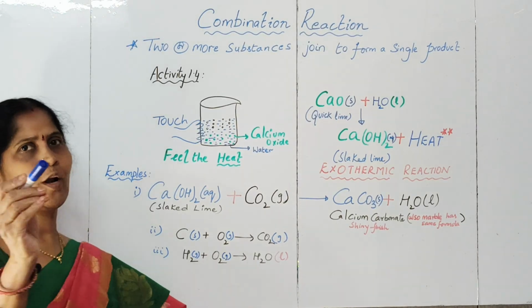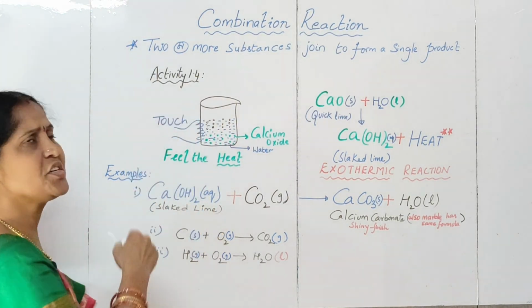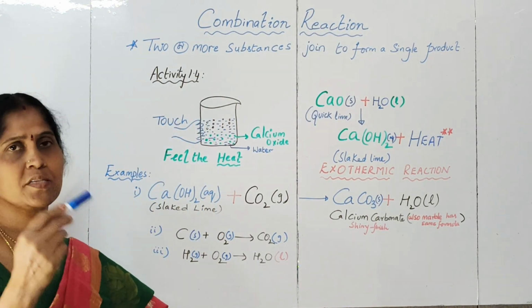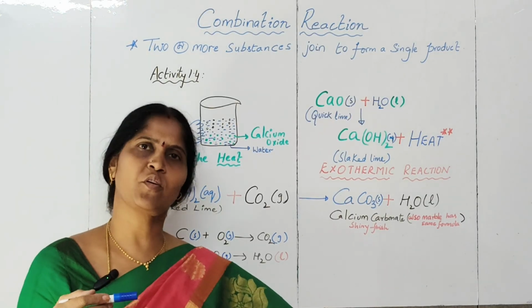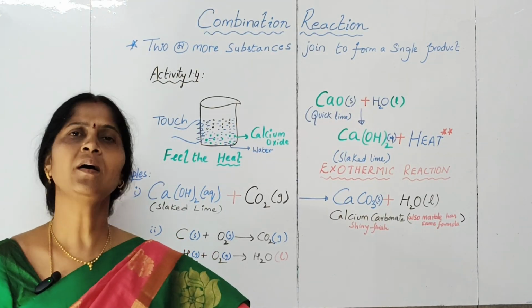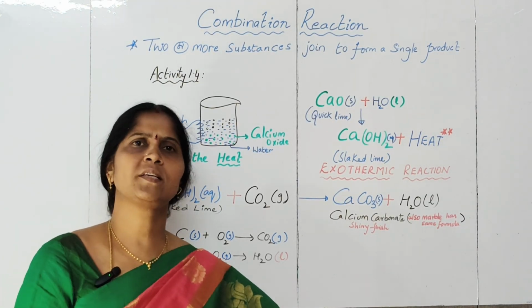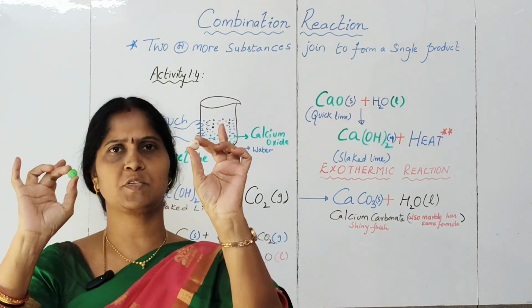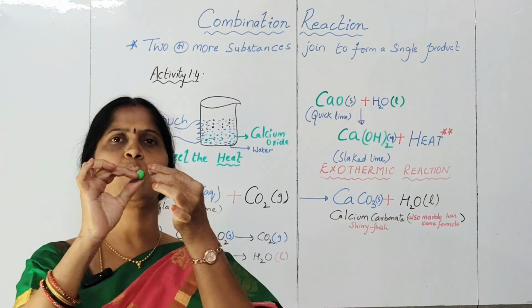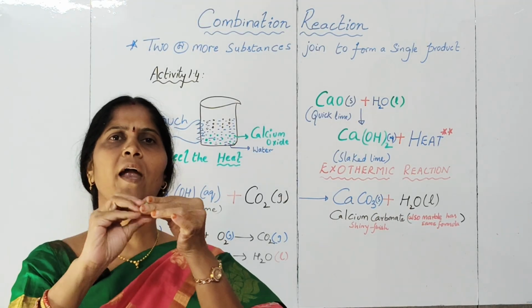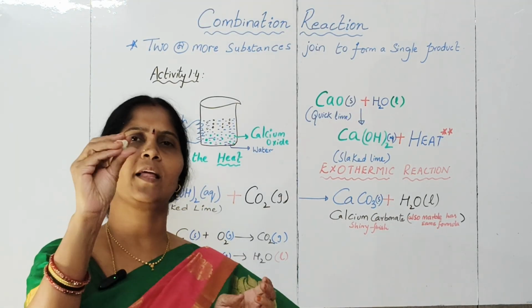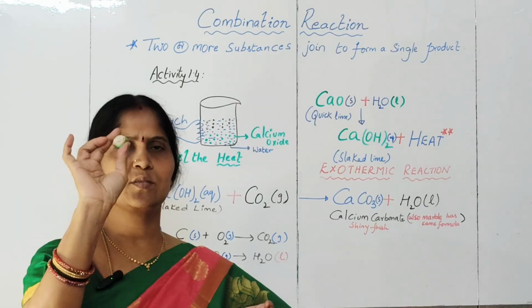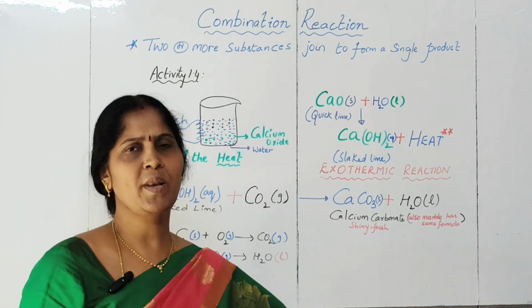Let us try to understand what combination reactions are. Combination reactions are those reactions in which two or more substances or reactants join together to form a single product. To understand this more properly, I have two substances, substance A and substance B. In combination, both of them combine together and form a single product like this. This is what is called the combination reaction.